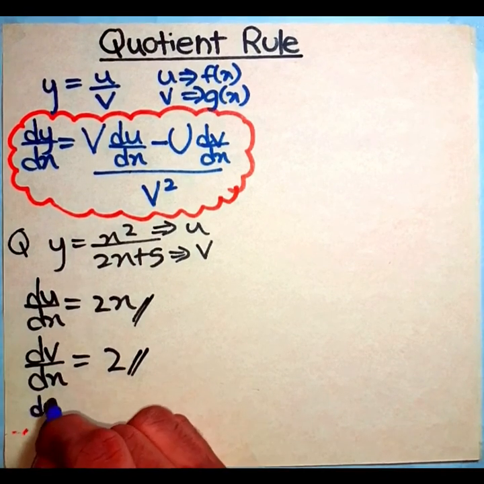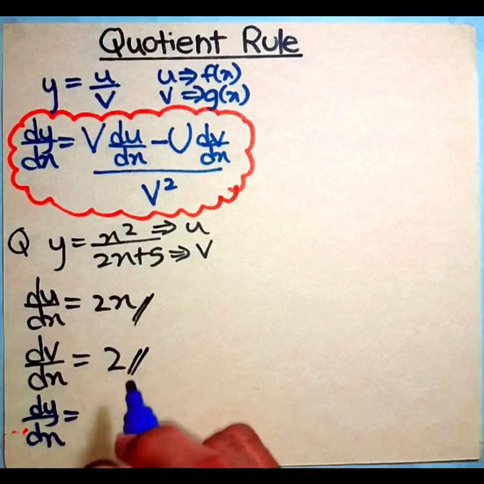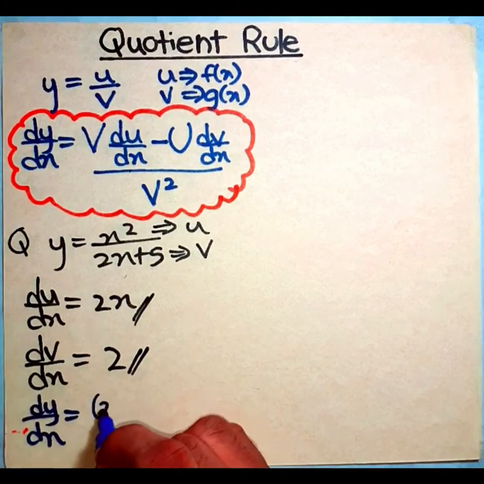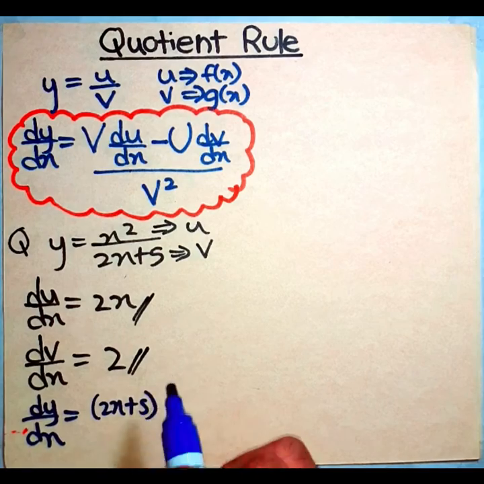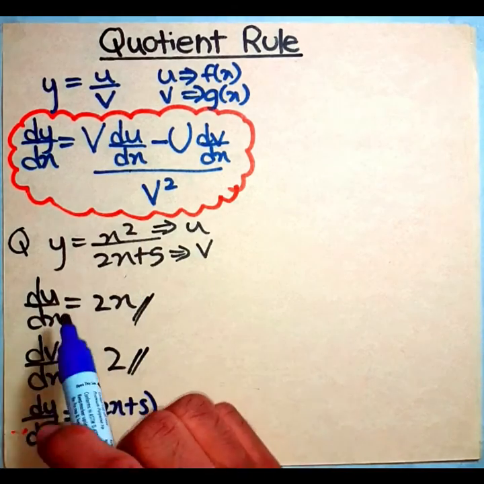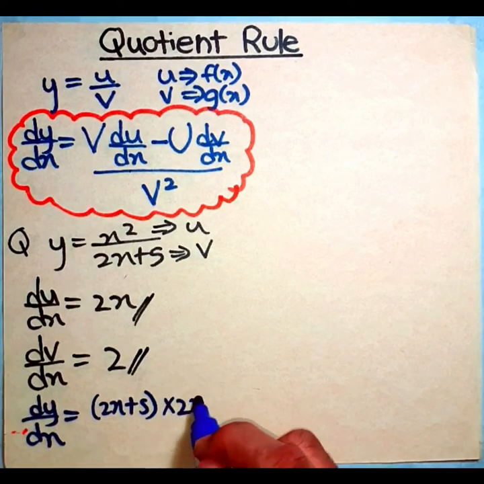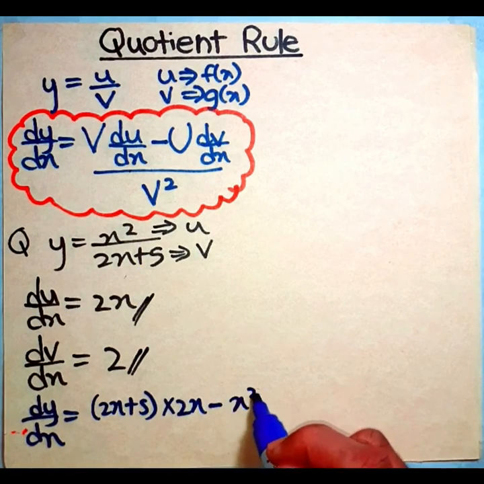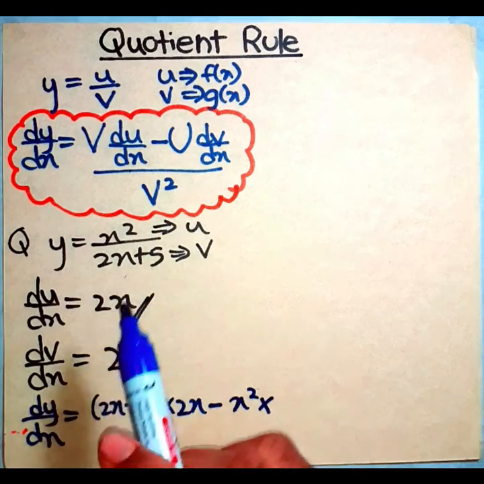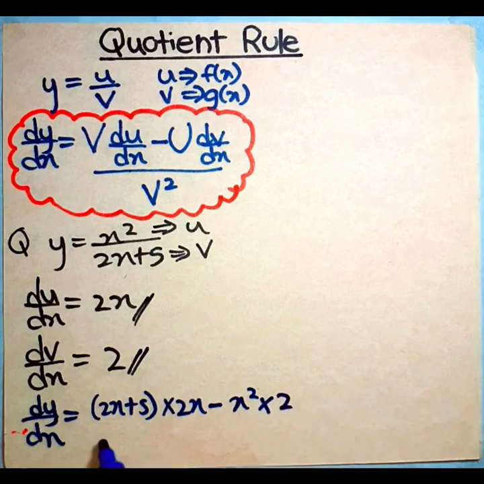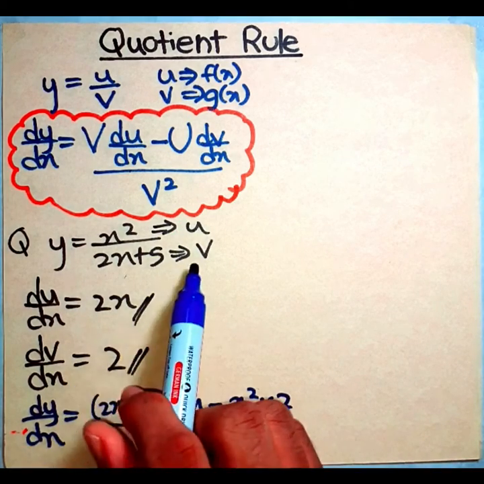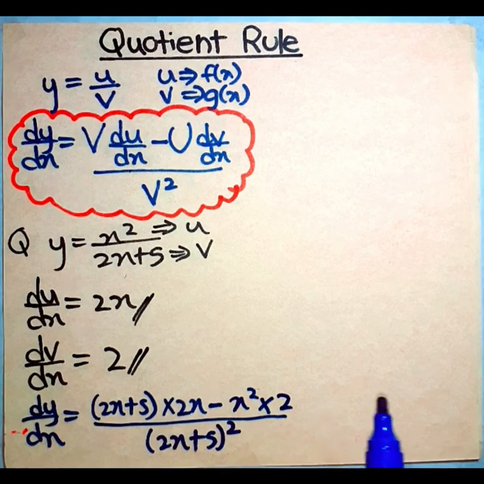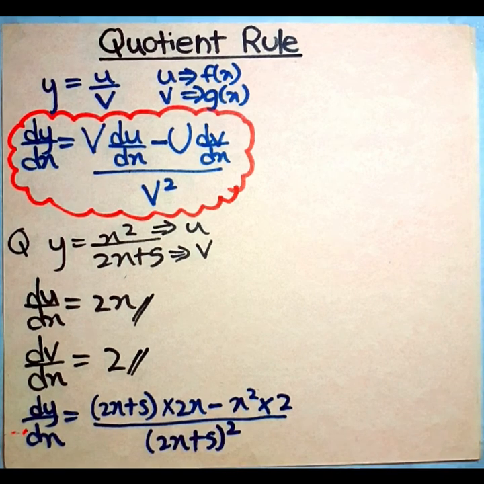So dy by dx is equal to v. V is the bottom function, which is 2x plus 5, times du by dx, which is 2x, minus u. U is x squared multiplied by dv by dx, which is 2, and everything divided by v squared, so that's 2x plus 5 squared. Now it's a matter of simplifying this.